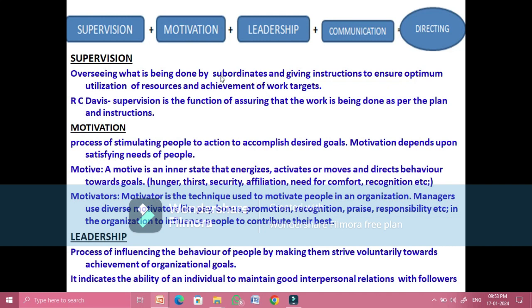Are they utilizing their full capabilities and potentialities in order to achieve the organization's goals, and at the same time achieve their targets, the assigned work? So supervision is the next step, after the information is conveyed by the supervisor to the employees regarding the work that needs to be done.